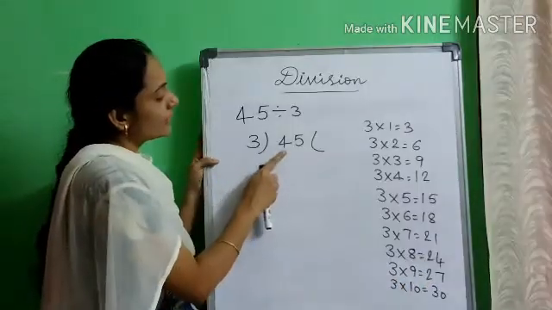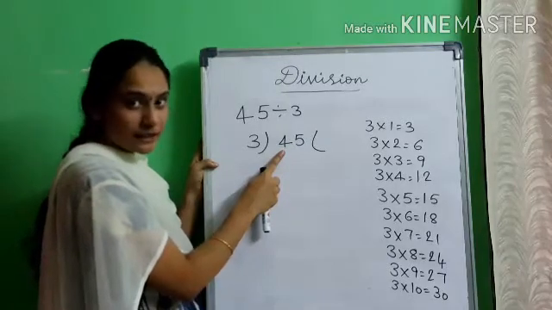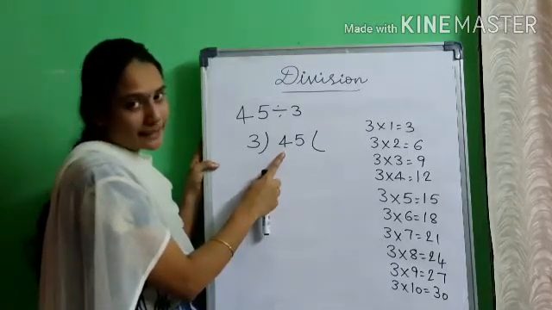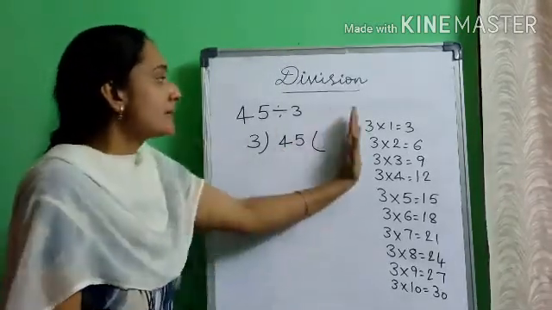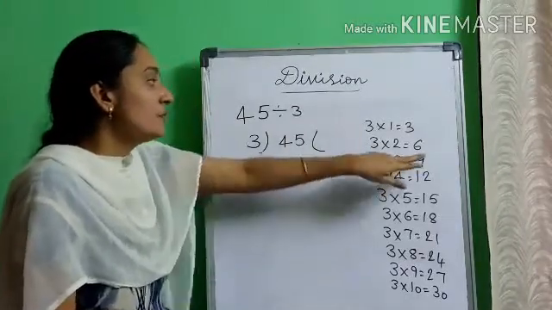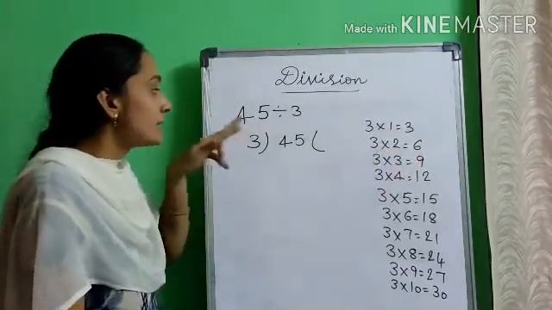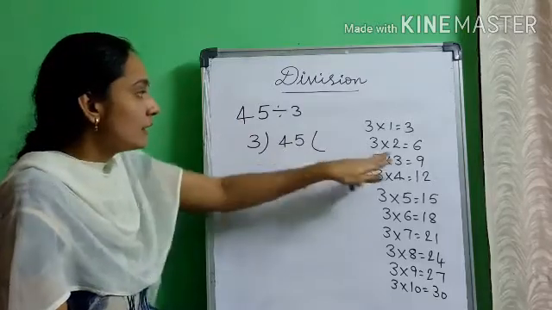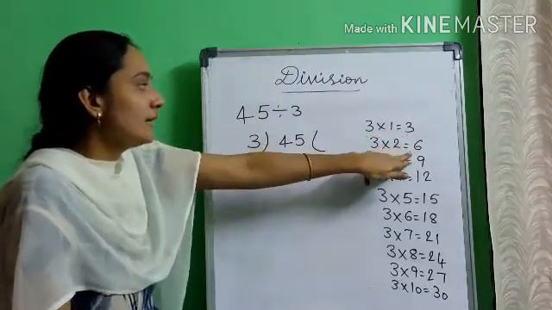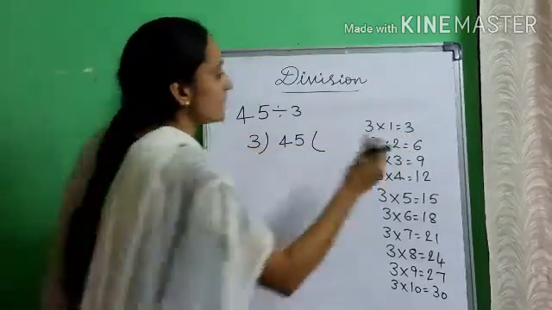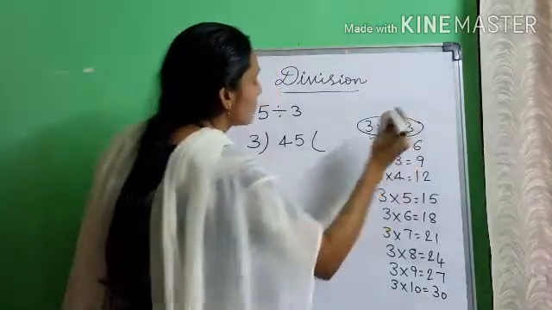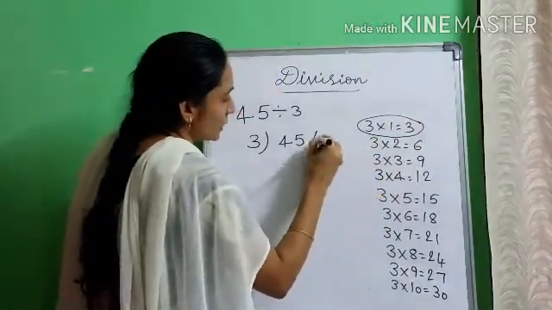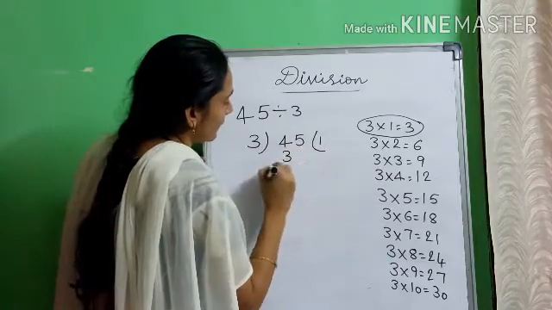Now check the digit in the tens place. What is the tens place digit? 4. So 4 is greater than 3. Here see the table, children. Which number is near to 4? 3 ones are 3. So write 1 in the quotient place and write 3 here.